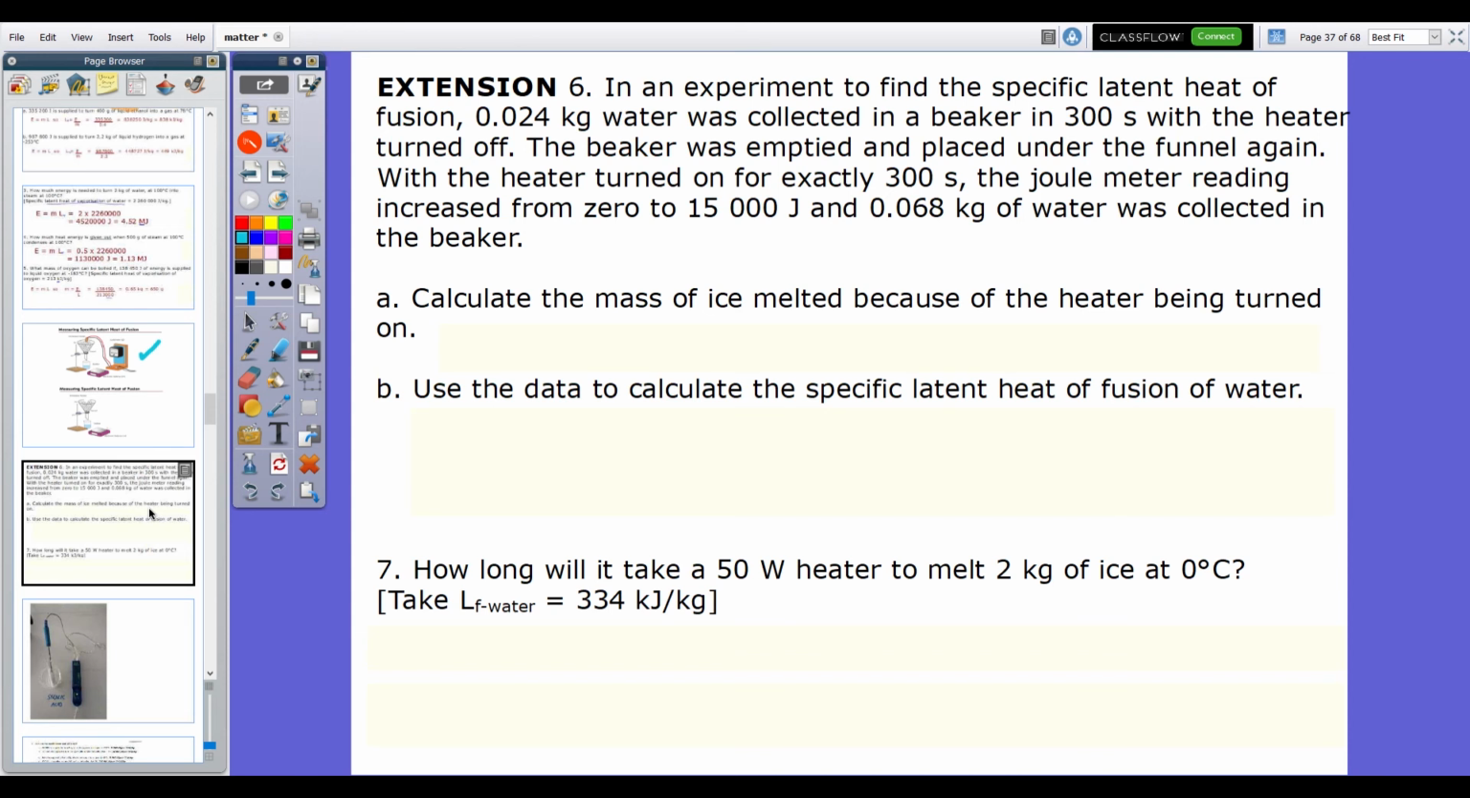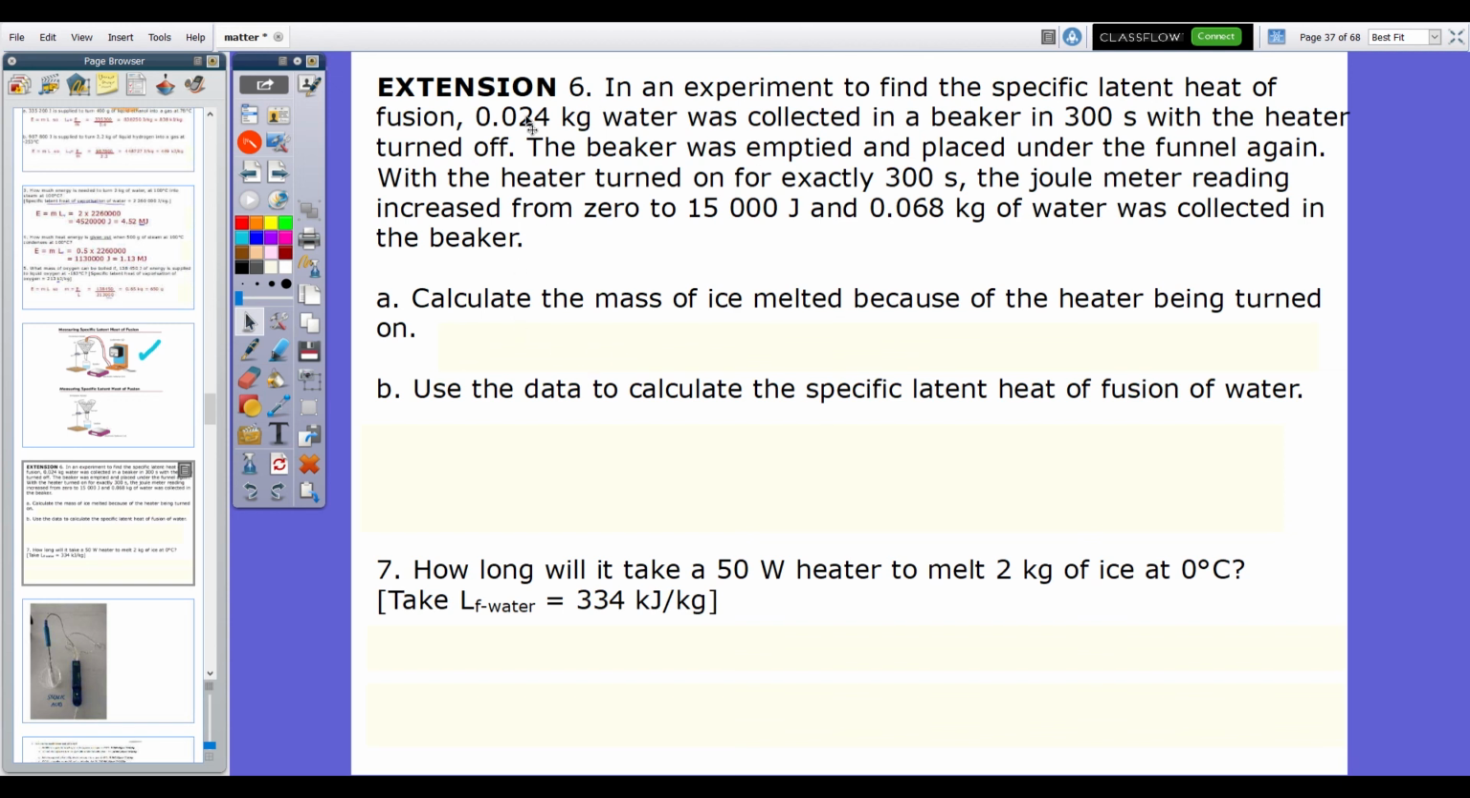Extension 6. In an experiment to find the specific latent heat of fusion, 0.24 kilograms of water was collected in a beaker in 300 seconds with the heater turned off. The beaker was emptied and placed under the funnel again, with the heater turned on for exactly 300 seconds again, so everything the same. The joule meter reading increased from 0 to 15,000 and 0.68 kilograms of water was collected in the beaker.